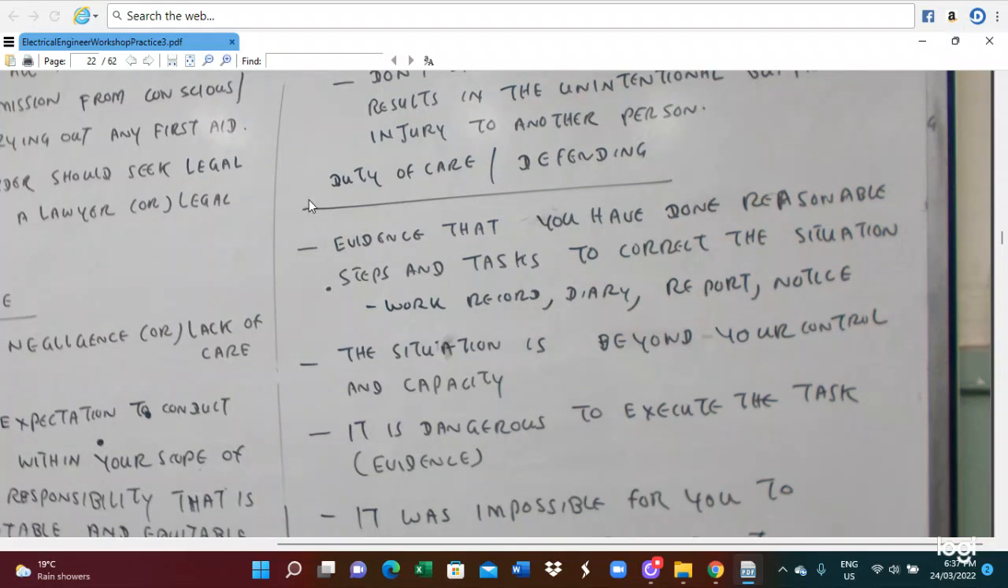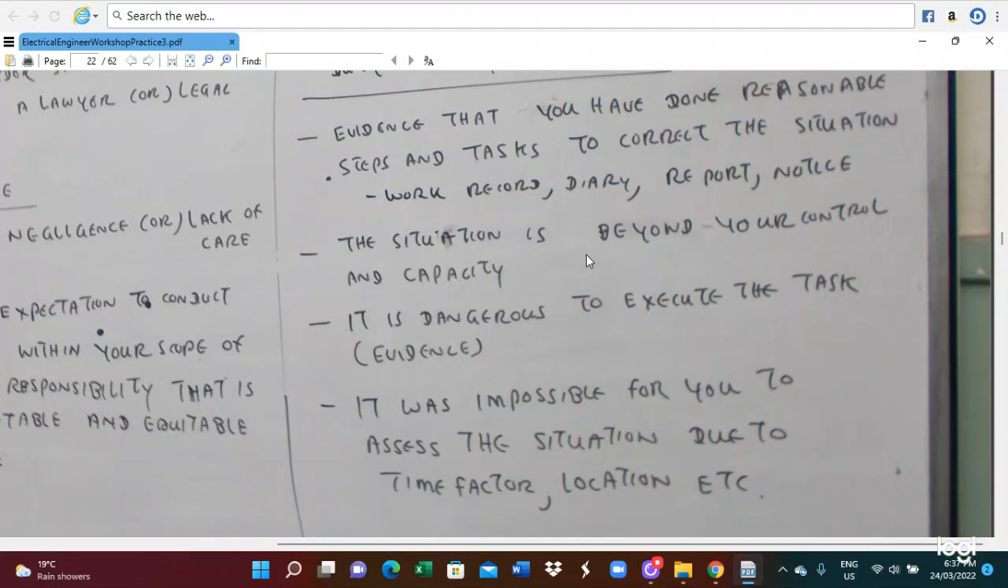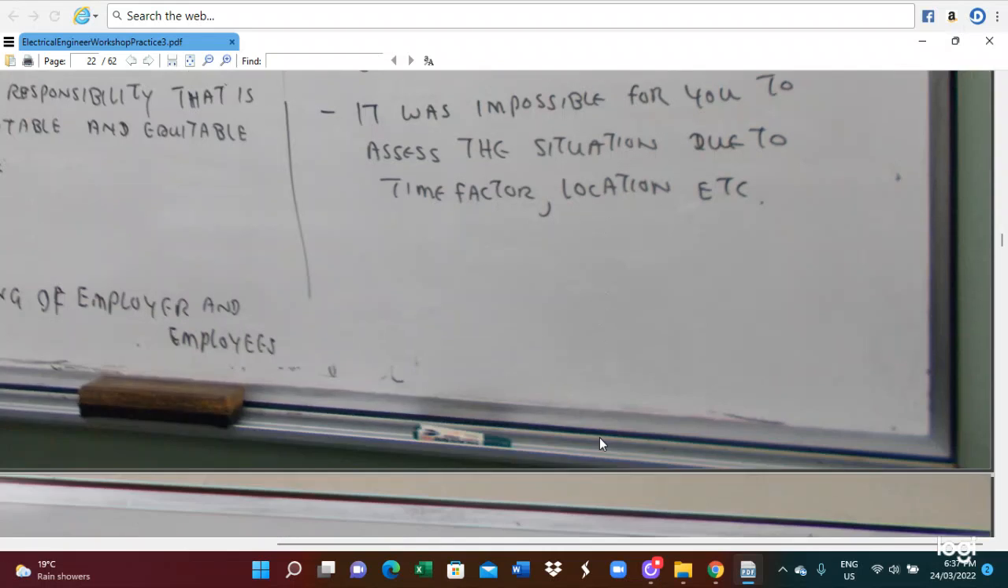Duty of care is also about defending yourself. You need to provide evidence that you took reasonable steps and tasks to correct the situation. In this case, you have to present a log call diary and a full notice. If the situation was beyond your control and capacity and dangerous to execute the task, you also need to show the evidence. It was impossible for you to assess the situation due to time factor and location. So this is for the duty of care.